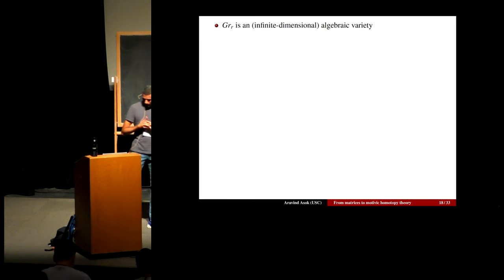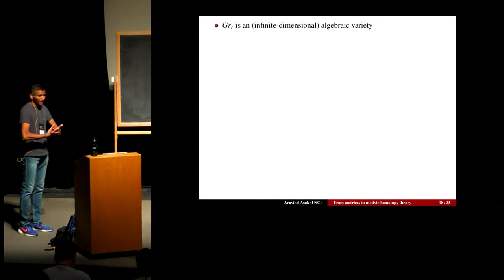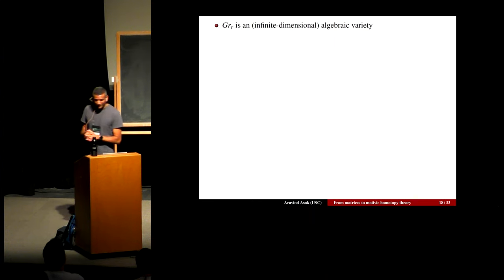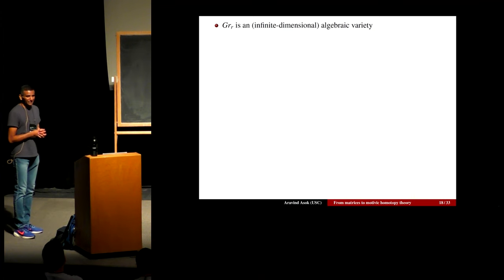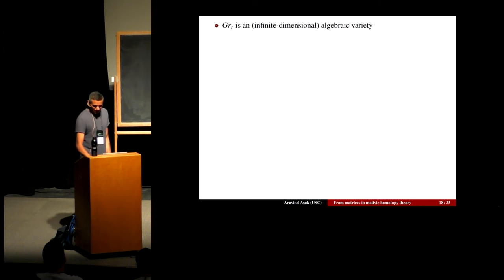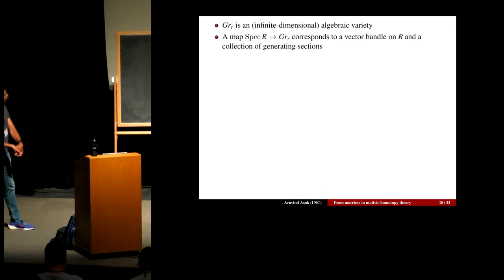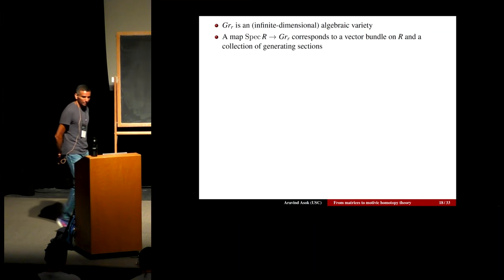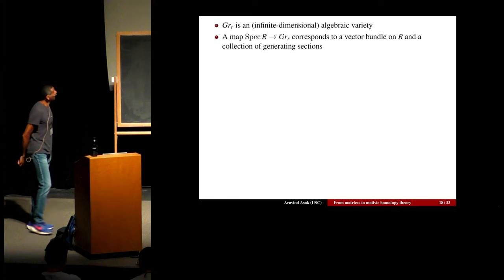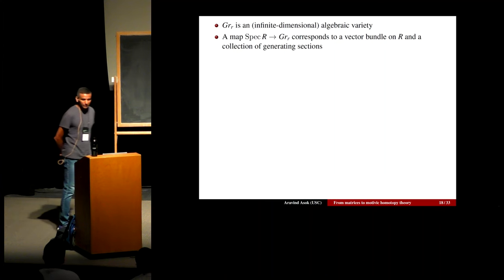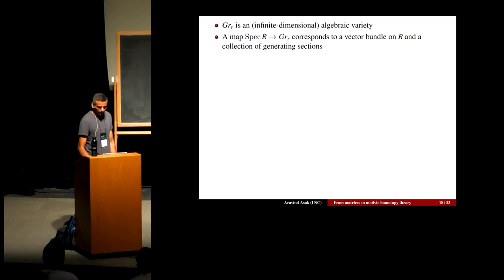All right, so when we wanted to classify vector bundles in topology, we used this Grassmannian. Now, in algebraic geometry, we're interested in smooth algebraic varieties. And if I look at the corresponding Grassmannian, it is an algebraic variety, but it's unfortunately infinite dimensional. So those are not objects that are necessarily so easy to study in algebraic geometry. Nevertheless, it is an increasing union of finite dimensional algebraic varieties. We know how to describe this object. We know what a map from, say, a commutative ring, or a spectrum of a commutative ring, to this Grassmannian is. It's a vector bundle together with a collection of generating sections. And how do you get that? You pull back the universal bundle, or the tautological bundle, just as in topology. So that is an algebraic vector bundle and comes equipped with a surjection from a trivial bundle.